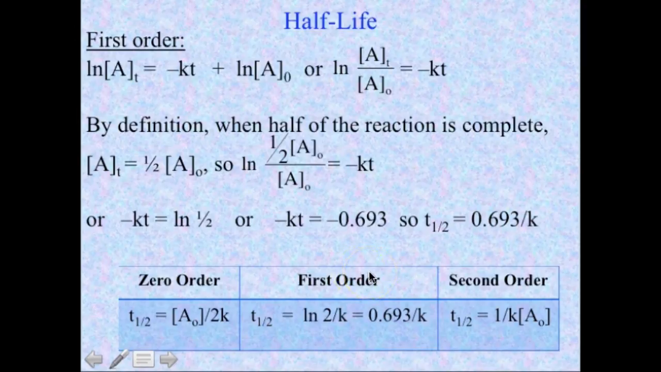Now what makes the first order half-life different from zero order and second order is that the formula does not contain a concentration of the reactant. For a zero order rate law, the half-life time equals the concentration of the starting material divided by 2 times the rate constant. And for a second order, it looks like this, 1 over k times the concentration of A0. All of these, by the way, will be given to you at the back of any exam.